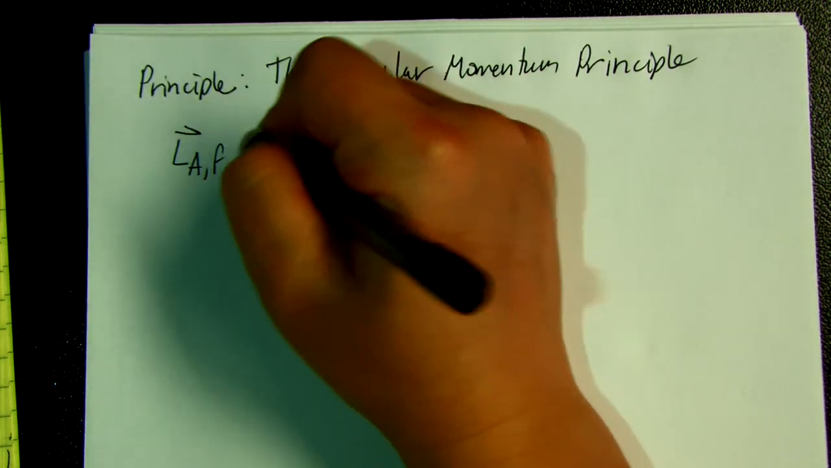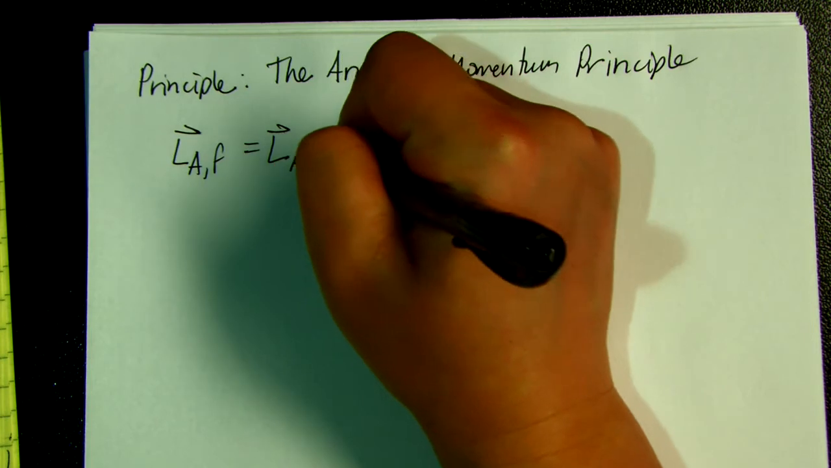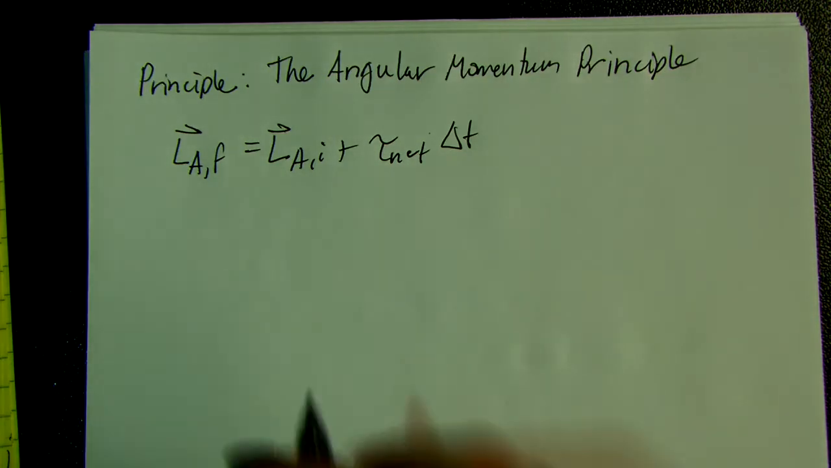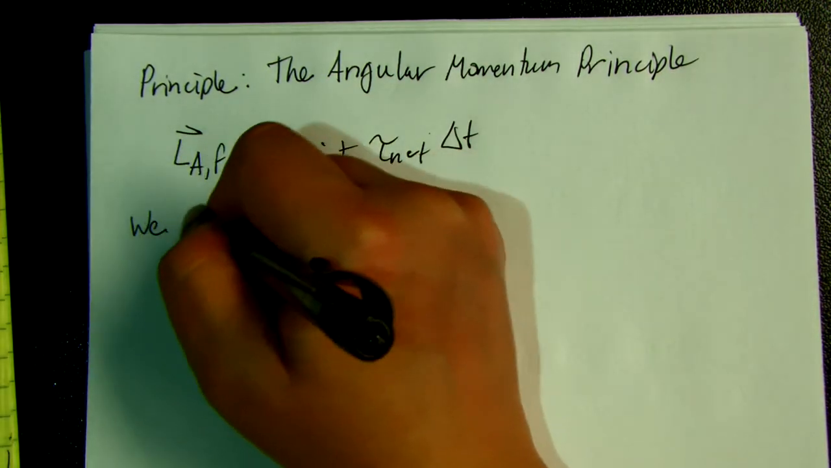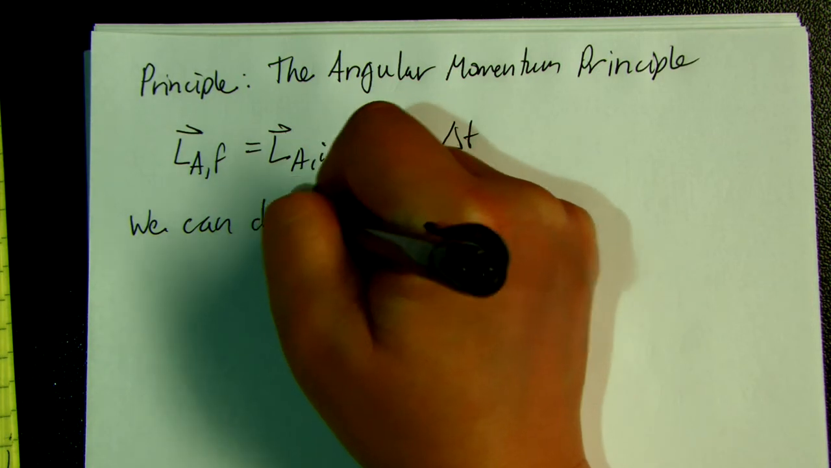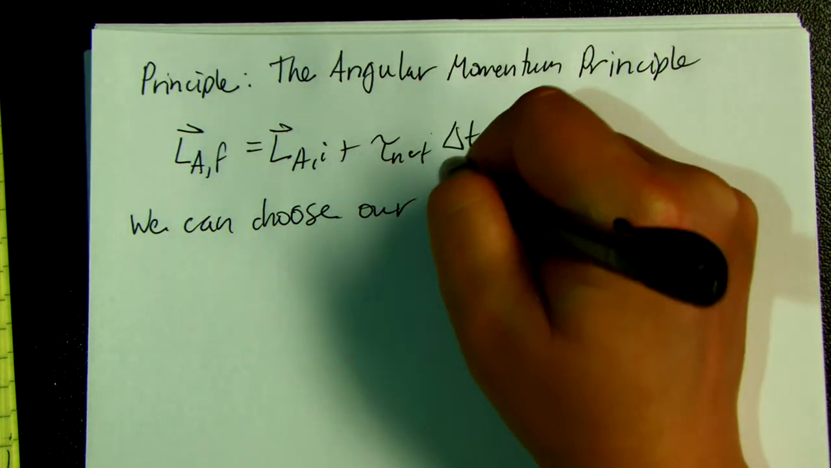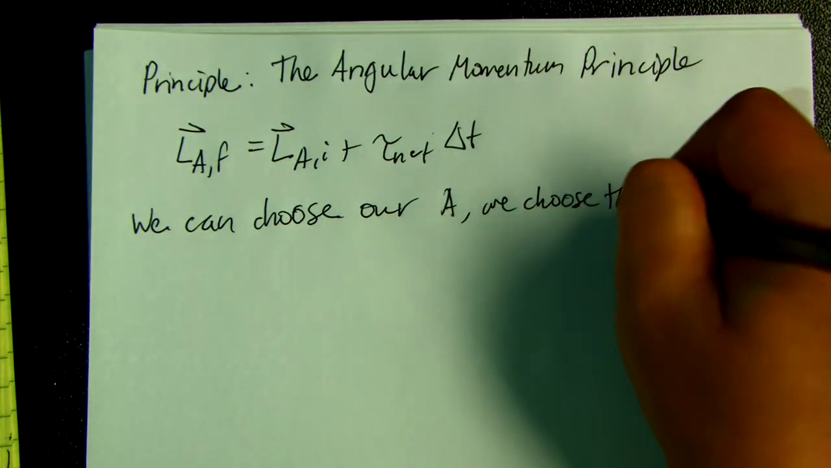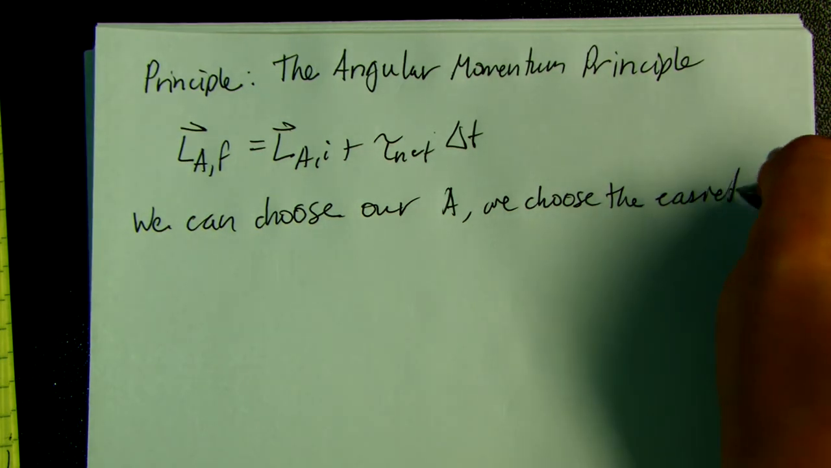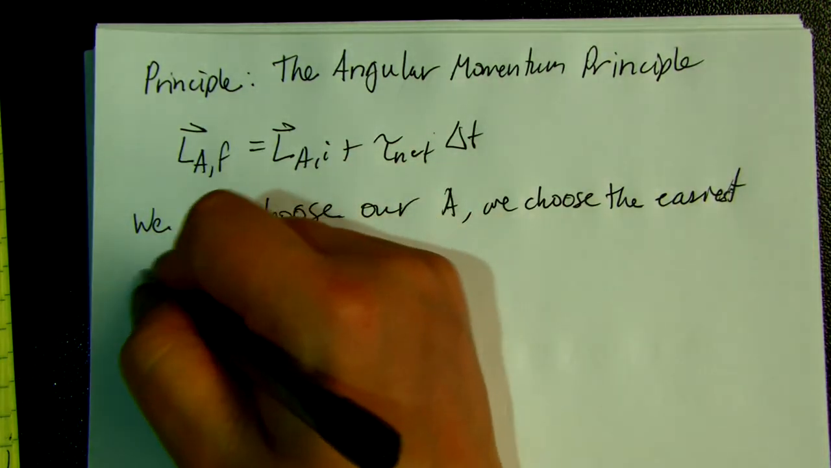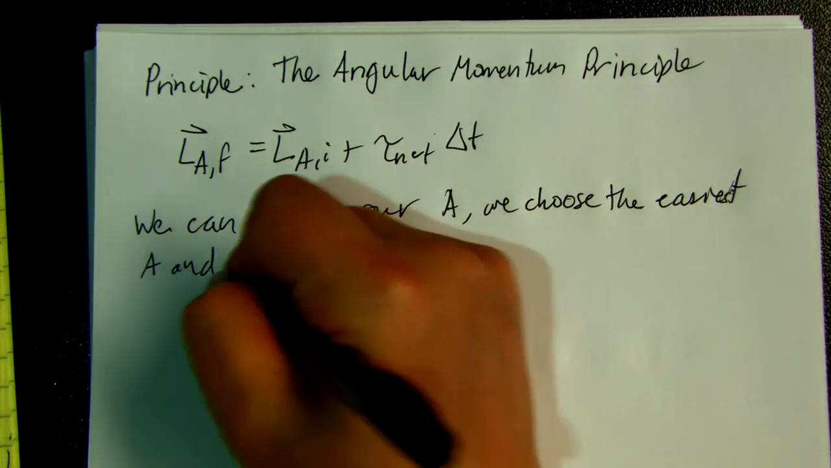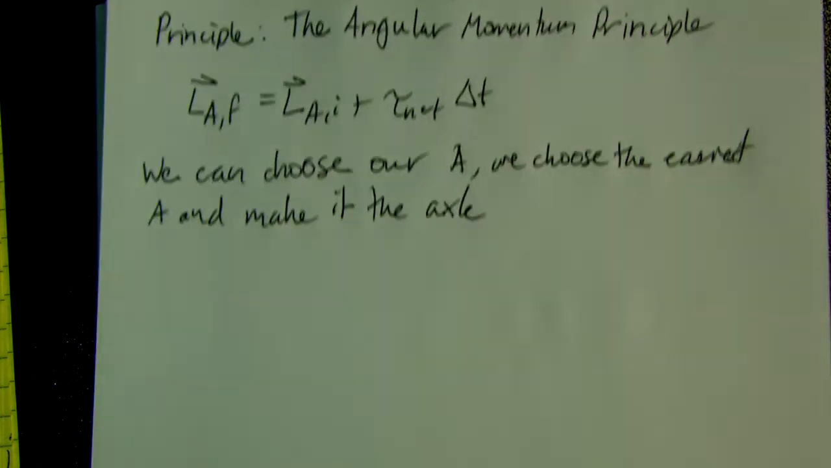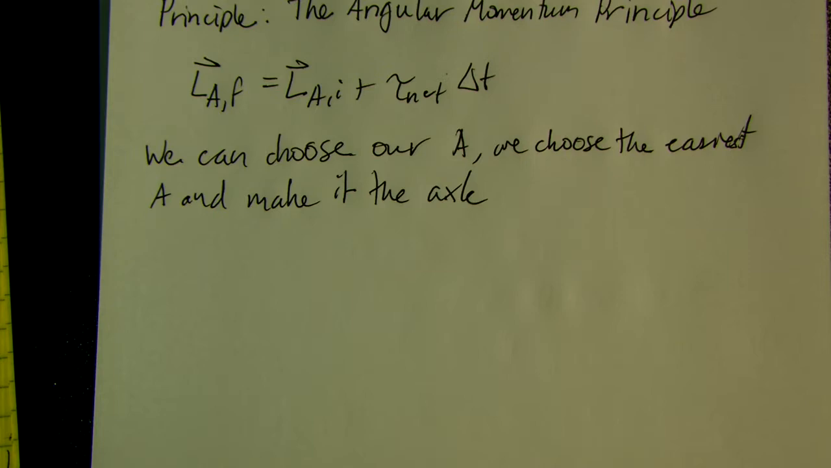Okay, so the final angular momentum must be equal to the initial angular momentum plus the net torque over the length of time that torque was applied. So we can choose RA, which we've kind of already done. We choose the easiest A, and make it the axle. So always think when you're setting up a problem, what is going to be the easiest choice?